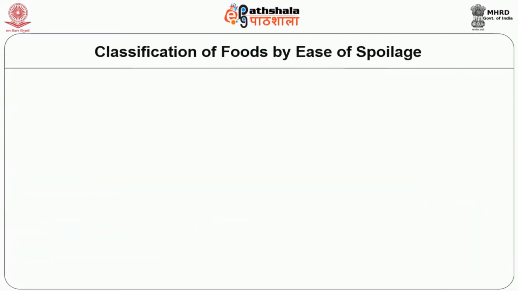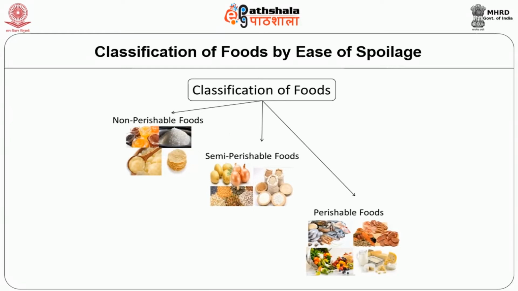Next is the classification of foods by ease of spoilage. Based on the ease of spoilage, foods are classified into three groups. Let us see the groups one by one. First one is stable or non-perishable foods. Non-perishable foods do not spoil at normal temperature when handled properly. They do not need refrigeration and have a prolonged shelf life. It includes sugar, ghee, hydrogenated oil, puppets, preserves like jams and jellies.